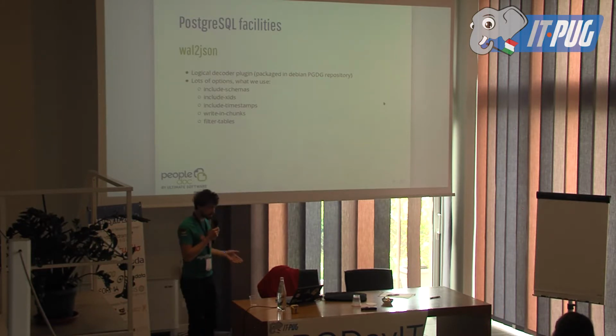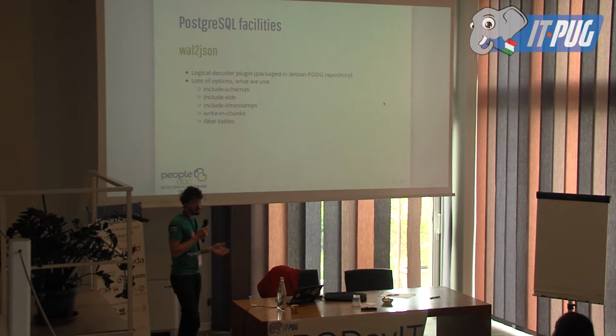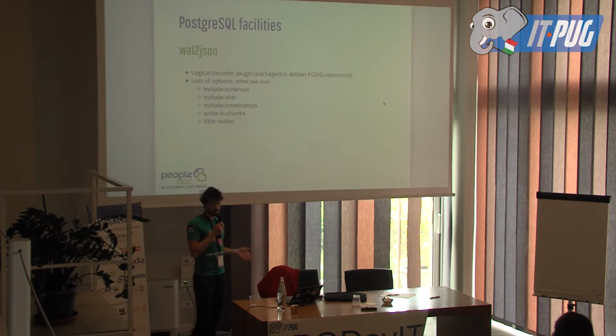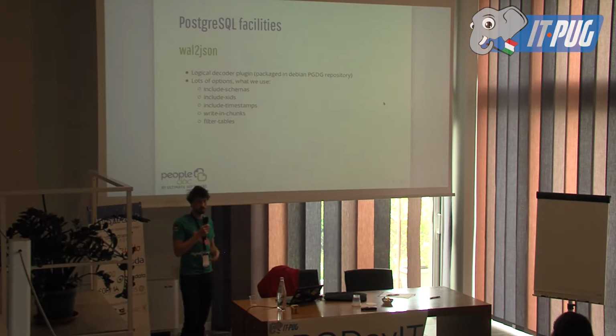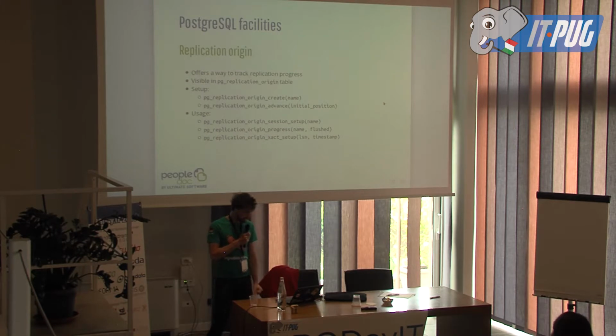So what this decoder does is it takes a WAL stream and encodes it into one big JSON. And every time a transaction commits, you receive one big JSON with every change associated with this transaction. After that, it's up to you to read this JSON and do with it whatever you want, like replaying the changes to your target database.